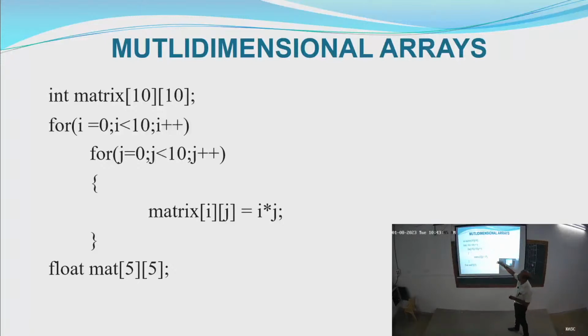We are using 2 for loops, one is the outer for loop, another one is the inner for loop. Once the outer for loop is true, the inner for loop is executed fully, and when it is false, the control goes to the outer for loop.